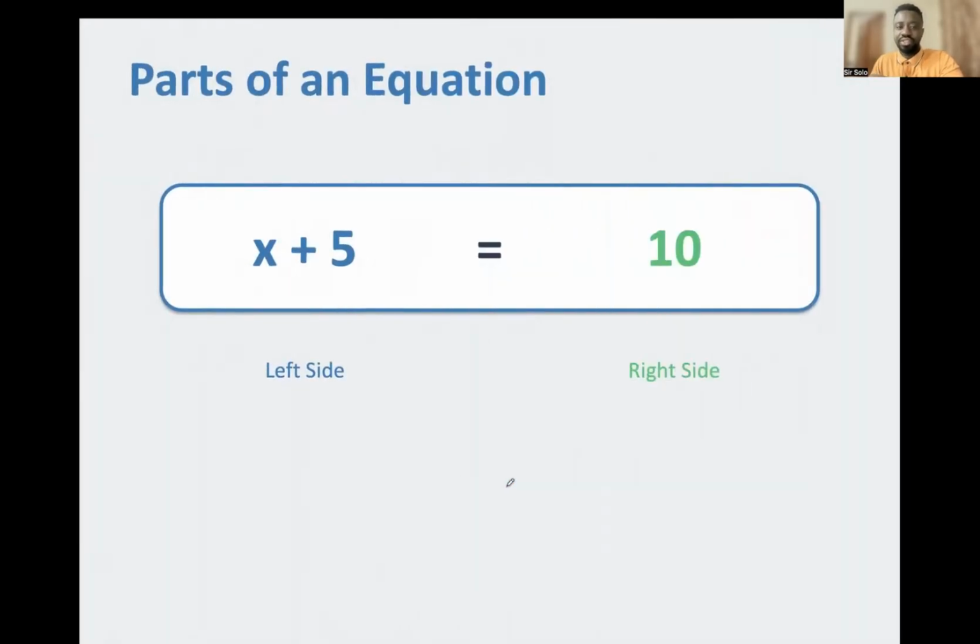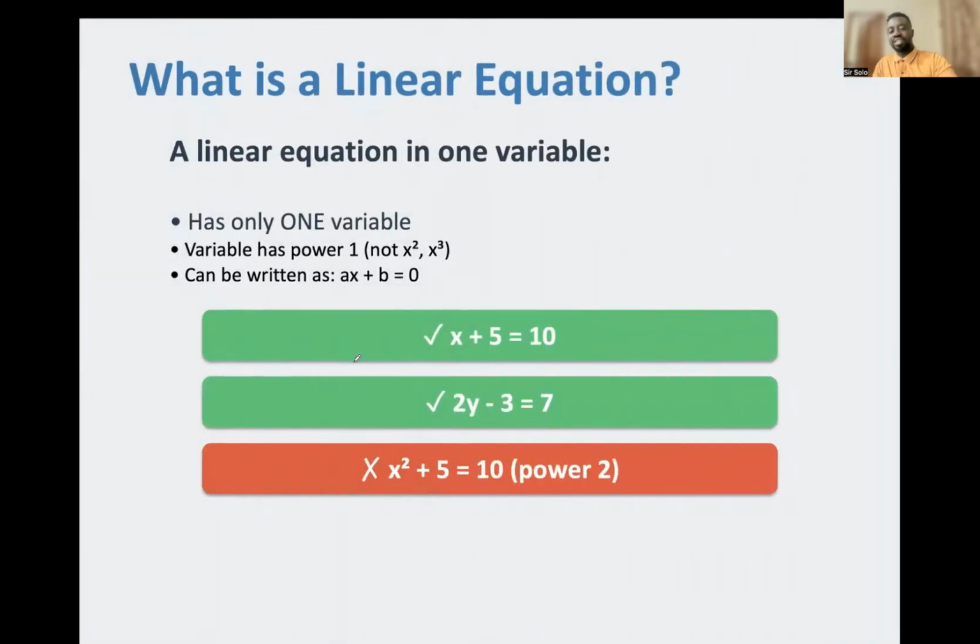Now, what are the parts of an equation? An equation has two sides: your left side and your right side. When we write x plus 5 equals 10, the equal sign is in the middle. What is on the left of the equal sign is the left side, and what is on the right of the equal sign is the right side. So you have them.